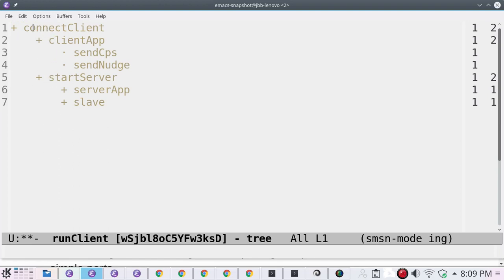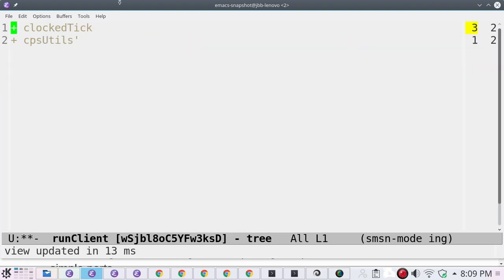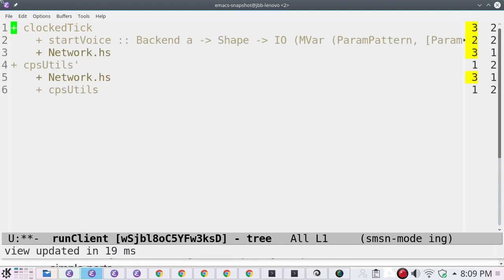But now I can look backwards, right? So remember, run client had these two parents. If I look backwards, I see the two parents. It's called by clocked tick, and run client is also called by CPS utils prime. Now if I unfold that a little farther, I see, okay, clocked tick must be a top-level function because one of its parents is network.hs. Clocked tick is called by start voice.